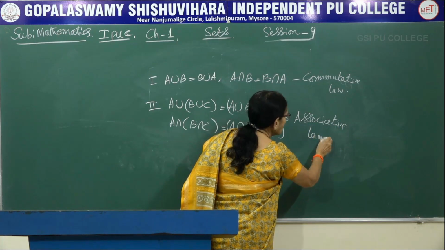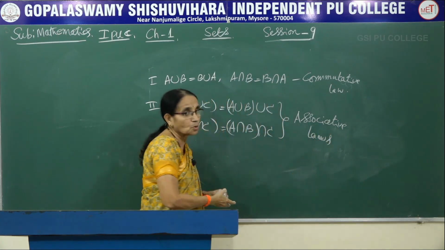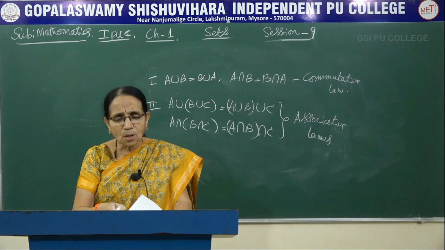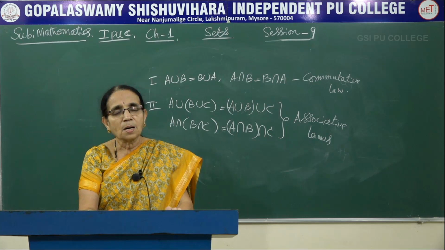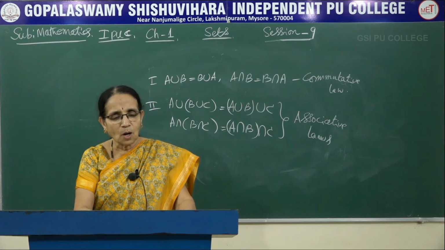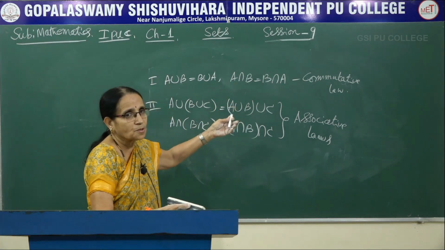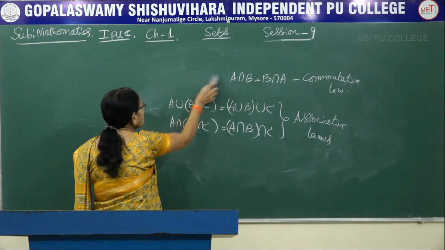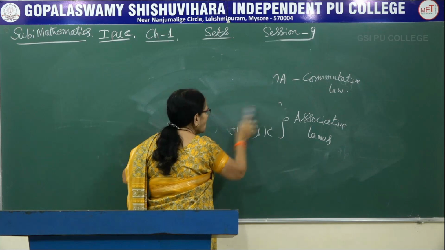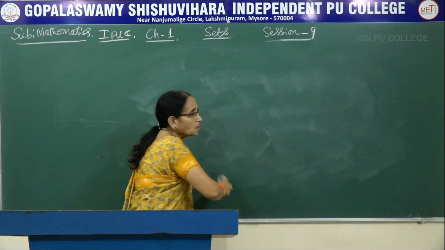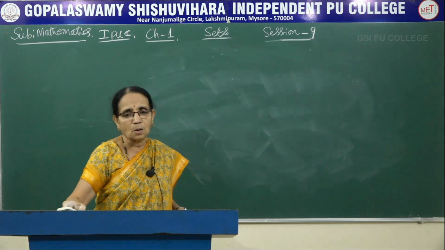They are known as the associative laws or associative law. That is, for commutativity, we take only two sets here. Whether intersection or union, in whatever order we write, the result would be same. When you are having three sets here, in whatever order you take the union or the intersection, it would be same. So we call it an associative law.